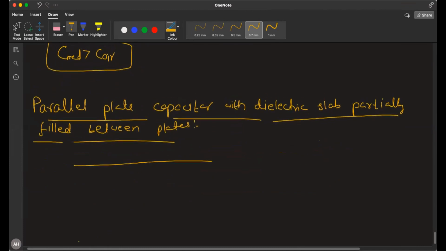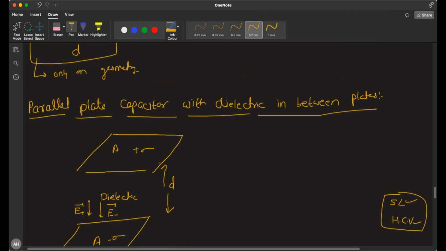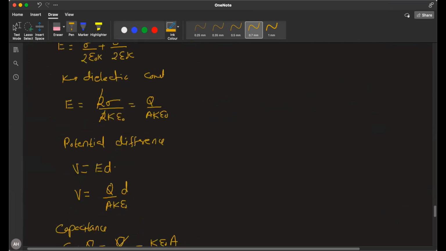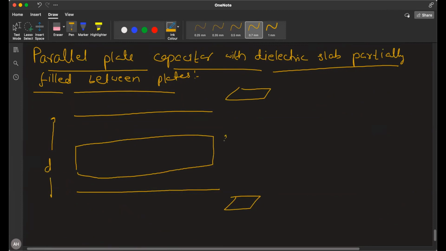So this is one plate, this is another. Now I'm just showing the top view of the plates. I'm not drawing the complete plate. The top view will look like a straight line. This line means it's a complete rectangle. This line means it's a complete rectangle. And between these plates, I placed a dielectric slab. The separation between both the plates is D. The thickness of the slab is T. The dielectric constant is K. So this is the dielectric, and this is air.